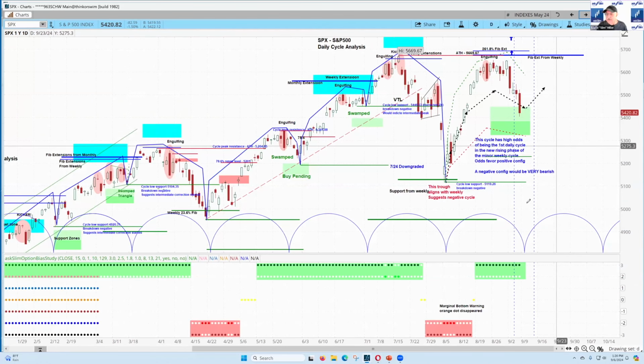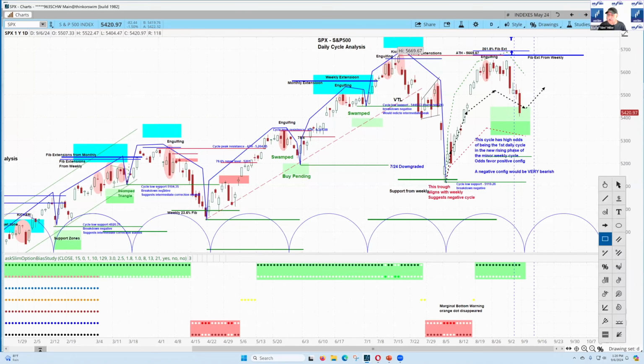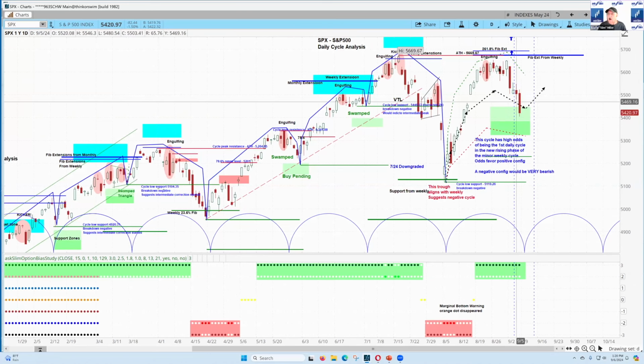So it's saying to me that if you had a long side bias on your option position in this last week, you probably didn't do well, but we knew this was going to be a corrective period right in here. So based on the cycle rhythm, you could have stayed out of trouble.